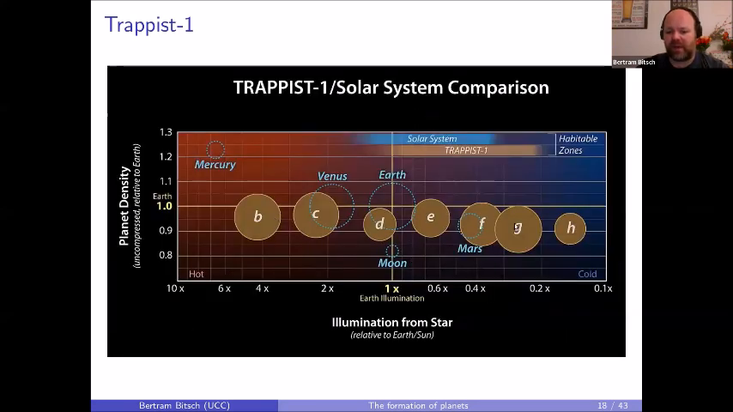And now, if we compare the planets of the Trappist systems, these are the brownish circles, we see that they're actually very, very similar to the solar system in terms of their densities and in terms of their illumination. So essentially, one could claim that the Trappist system is a squeezed down version with a few more planets compared to our own terrestrial planetary system, which makes the system very, very interesting to study, because we have to understand how these systems can form.